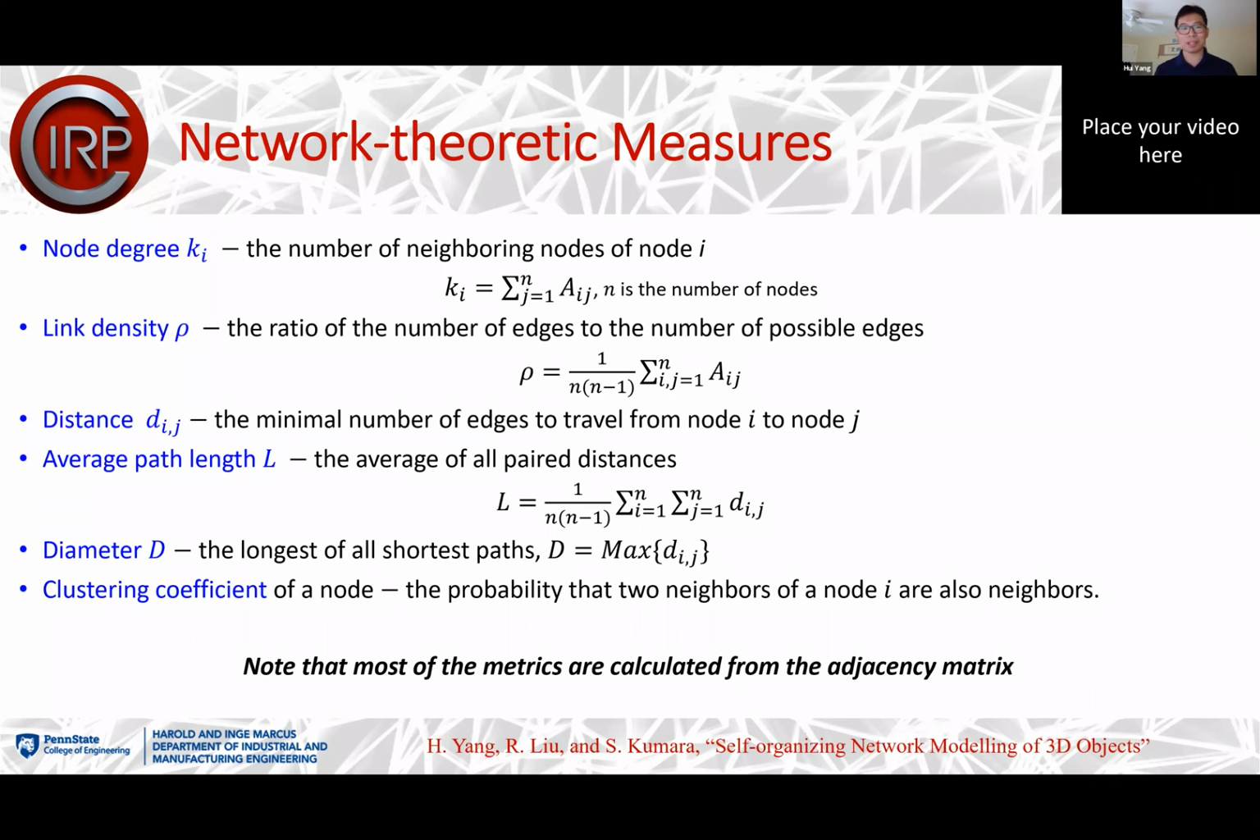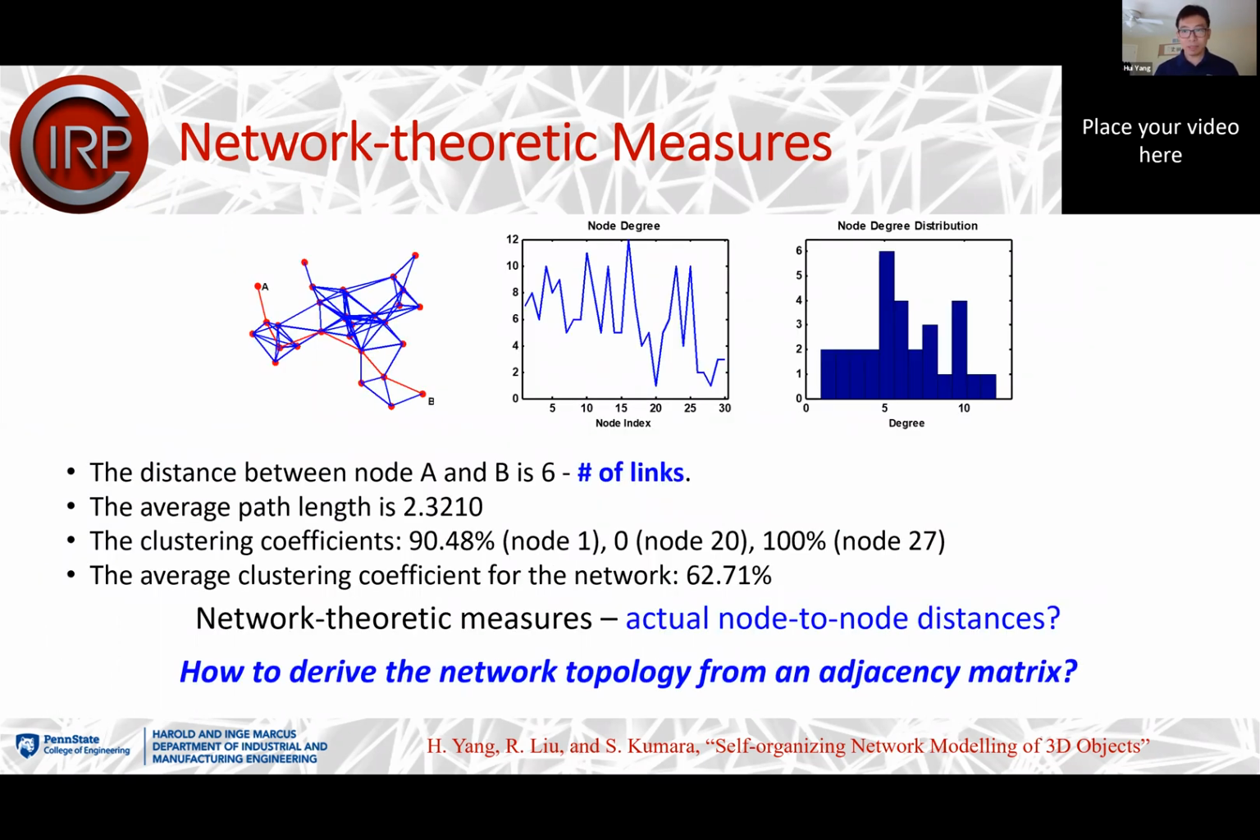That means you have Dij as the shortest path, and then you try to find the longest of the shortest paths, okay? The clustering coefficient of a node is the probability that two neighbors of a node i are also neighbors, okay? And you may note that most of the metrics can be calculated from the adjacency matrix. So once you have the adjacency matrix, you can get those measures, okay?